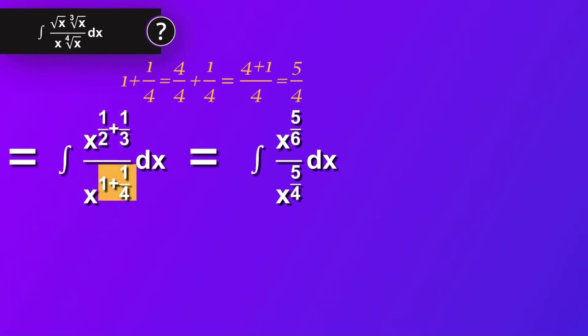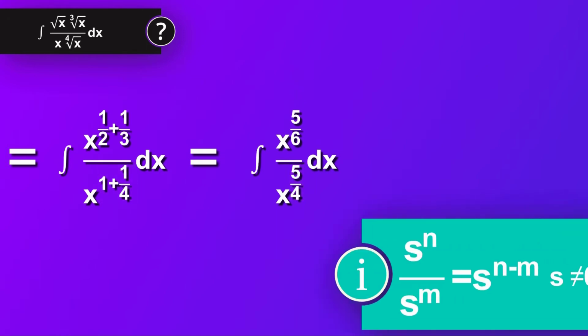Then we have to add 1 and 1/4. We change 1 into 4/4 and then we have 4 in the denominator and we may add numerators 1 plus 4. We have finally got 5/4 and we may insert it to the denominator of the main solution. We have x raised to 5/4 in the denominator.